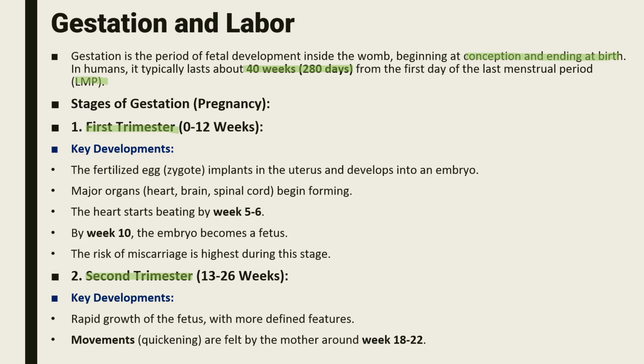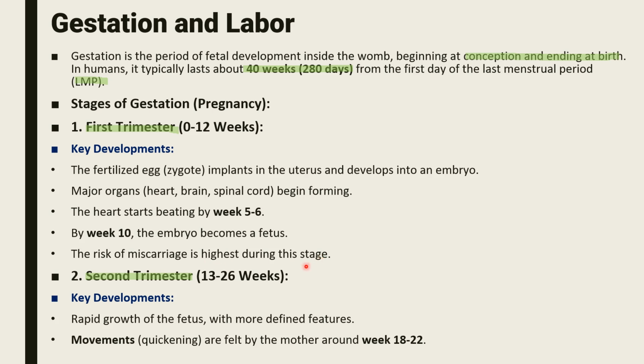The first trimester is usually 0 to 12 weeks. The fertilized egg, the zygote, implants in the uterus and develops into an embryo. Major organs, the heart, brain, and spinal cord, begin forming. The heart starts beating at weeks 5 to 6, and by week 10, the embryo becomes a fetus. The risk of miscarriage is highest during this stage.